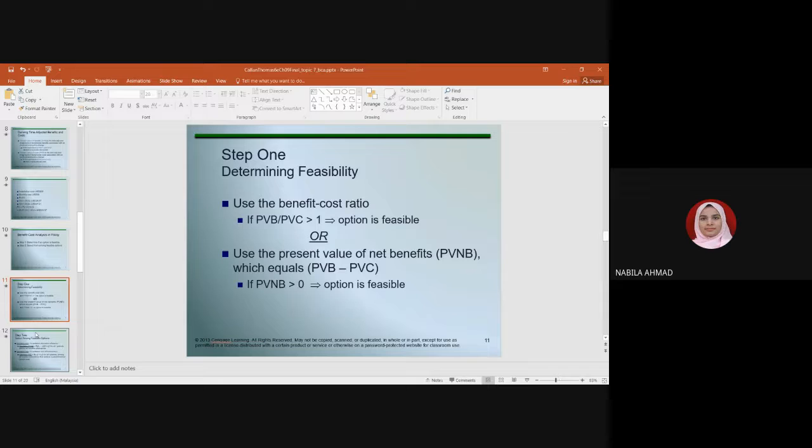Okay, dan satu cara lagi adalah kita boleh menggunakan present value of net benefit. Kalau present value of net benefit adalah dengan cara PVB tolak PVC, present value benefit tolak present value cost, dan sekiranya value dia greater than 0, kita kata the option is feasible. Right? So that one, how kita nak find for the feasibility. So contohnya dalam textbook table 9.3, boleh tengok page 193. Table 9.3, page 193.